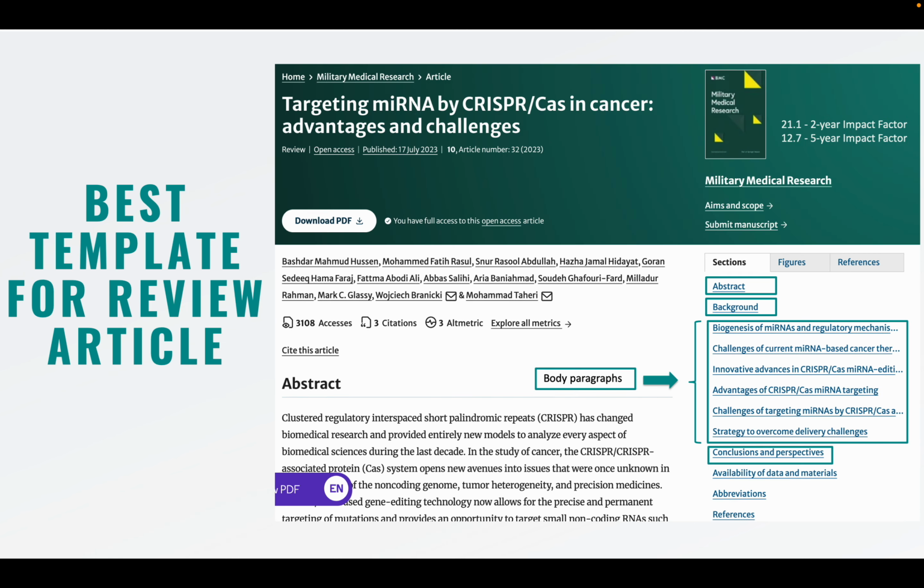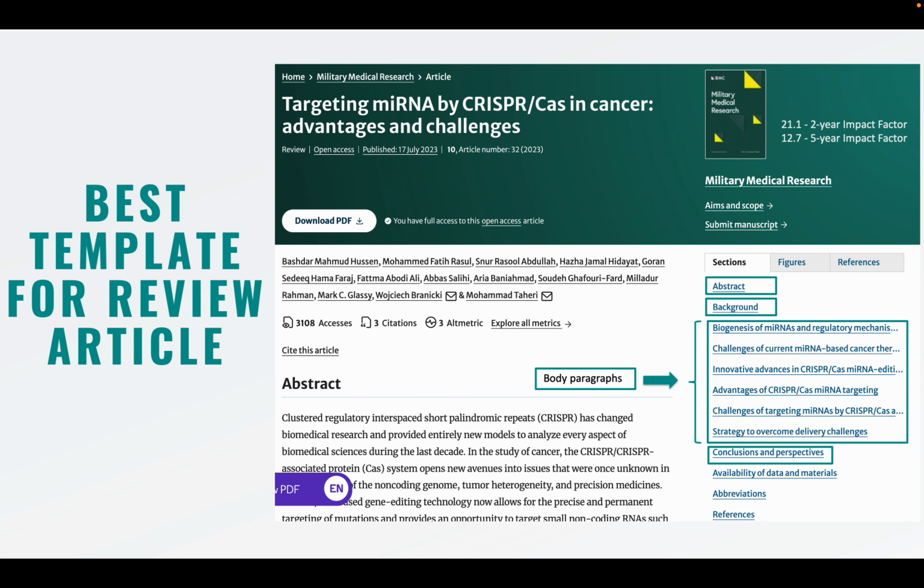Then we also applied for the next topic. Look, this topic: targeting microRNA by CRISPR-Cas in cancer, advantages and challenges. We reached the second Nature journal. The impact factor is 21.1.